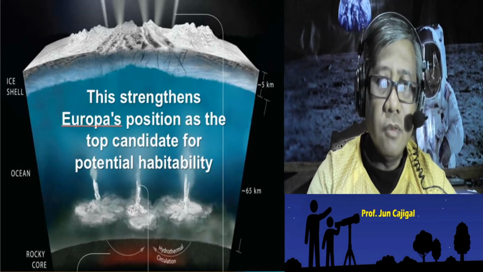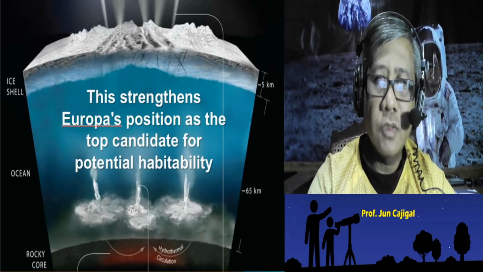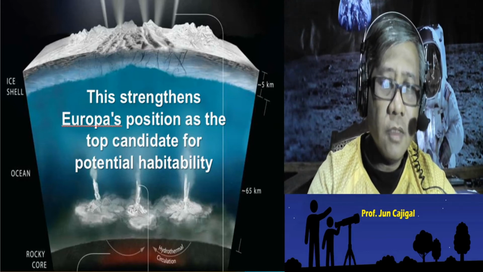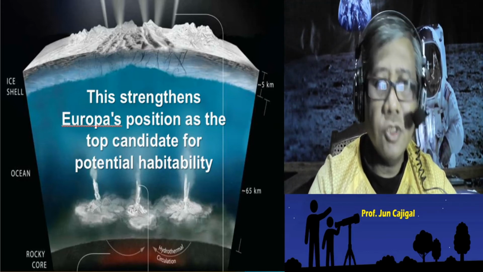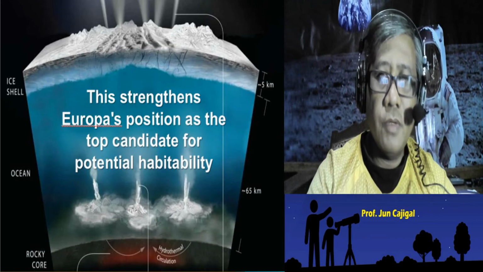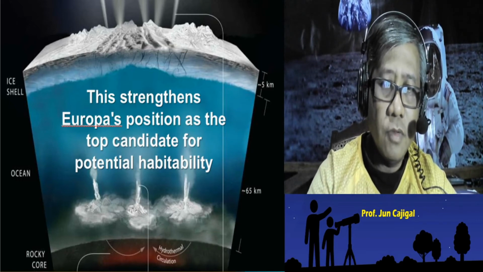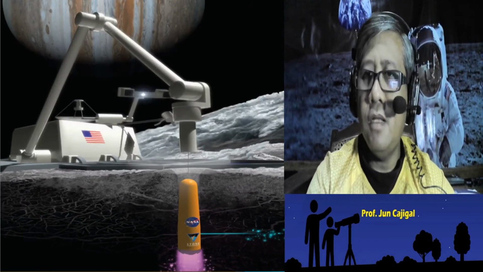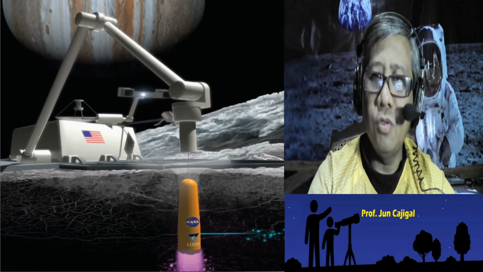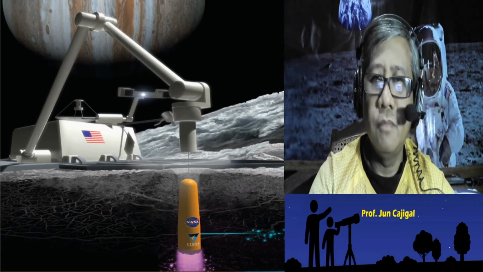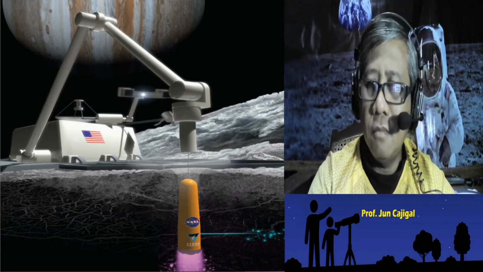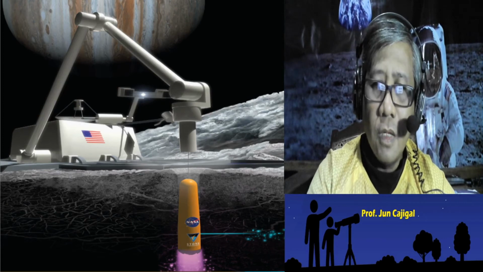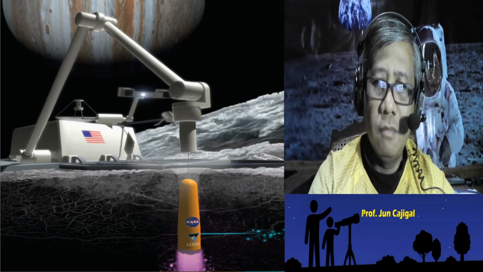Okay, so this discovery by the Hubble Space Telescope strengthens Europa's position as the top candidate for potential habitability. So NASA is now planning for a mission to Europa in the near future. Magpapadala sila ng robotic probe, and this robotic probe would drill.